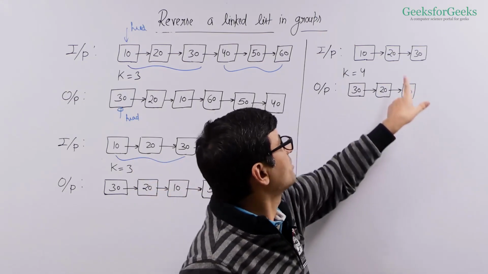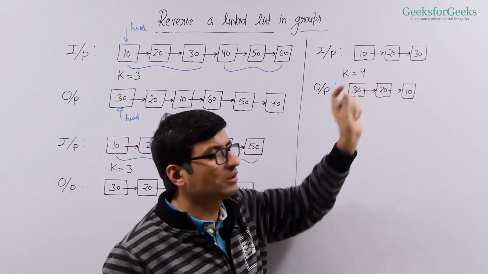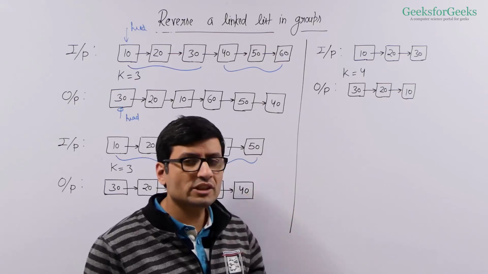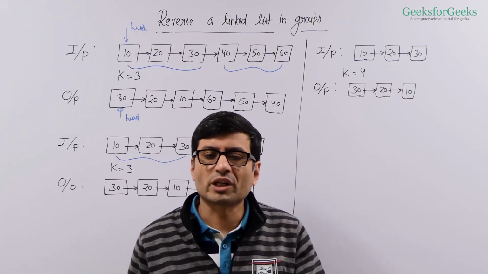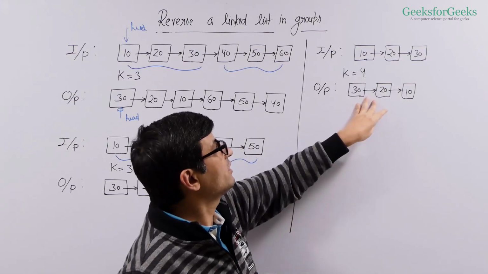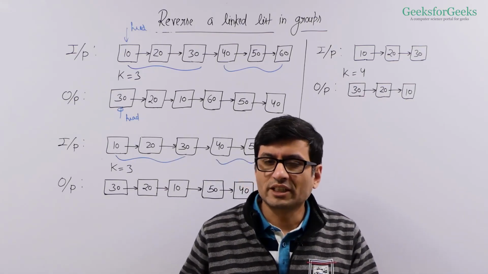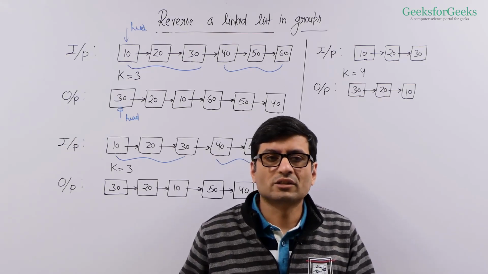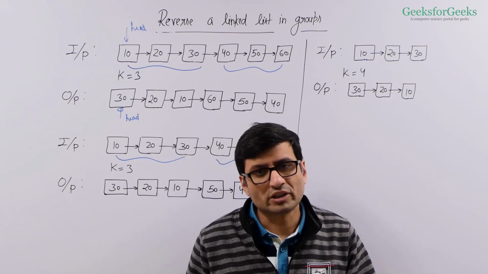Let us see this example. Here we have a linked list of size 3 and k is 4. So this is similar to this case. We have fewer nodes than k. So we need to simply return whatever we have. So we return these 3 nodes. So if your linked list is of size n and if k is greater than or equal to n, then you need to reverse the whole linked list.